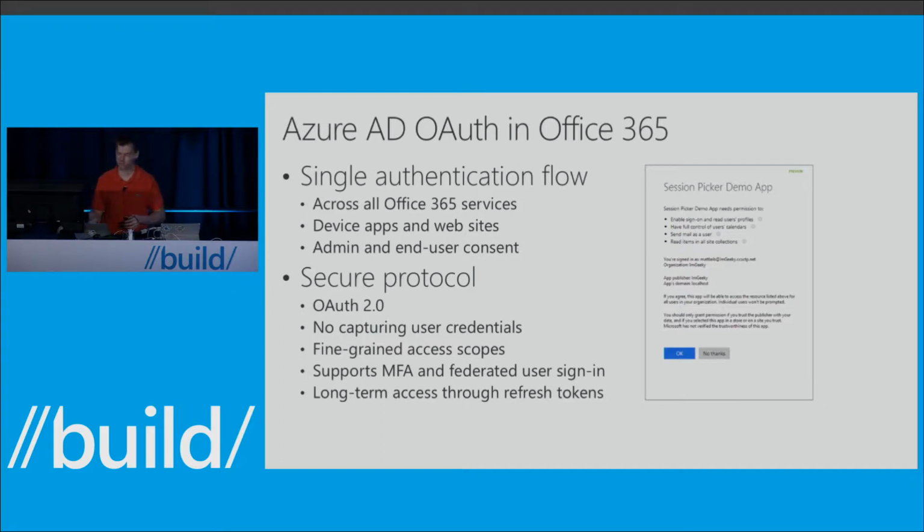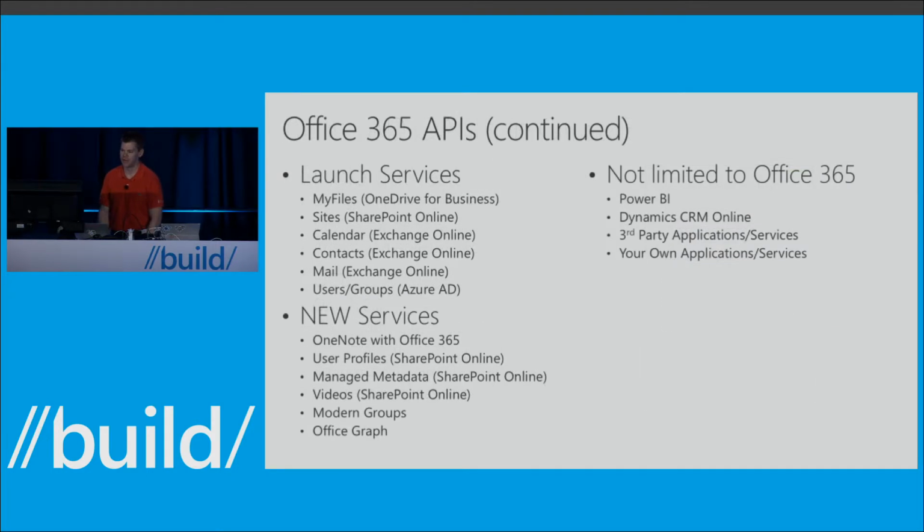So as we explore the authentication components of this and the APIs, we have a pretty comprehensive list of APIs that you can connect into. This first list, these are what we call the launch services. These are the services that we originally made available when we introduced the concept of the Office 365 APIs, which was about a year ago. And so we have things like My Files, which is OneDrive for Business. We can go to Sites, Calendar, Contacts. We can work with Mail. We can work with users and groups that are in Active Directory.